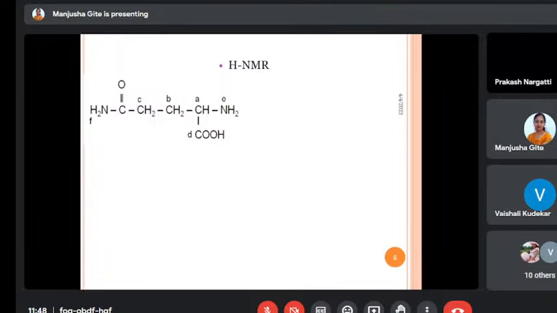HNMR, 0 to 12 delta. The first NH2 is attached to C double bond O, the second NH2 is attached to CH. So which will be shielded? Shielded protons appear upfield, de-shielded protons appear downfield. Shielded protons require less energy, de-shielded protons require higher energy, a higher magnetic field. Okay, sir. Got it? You tell me, which NH2 will come first in the chemical shift delta?